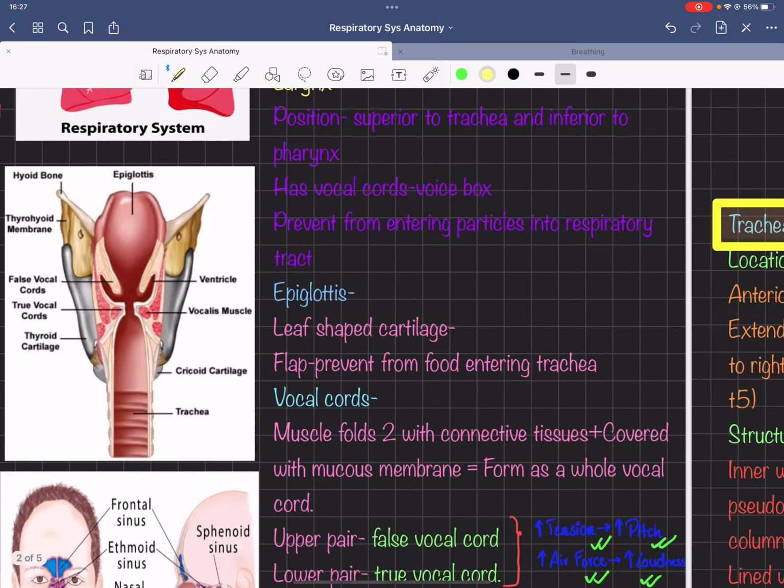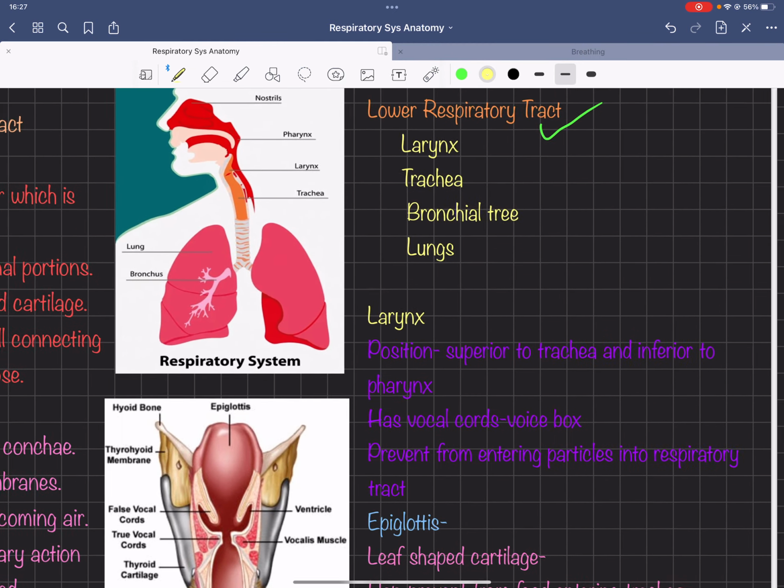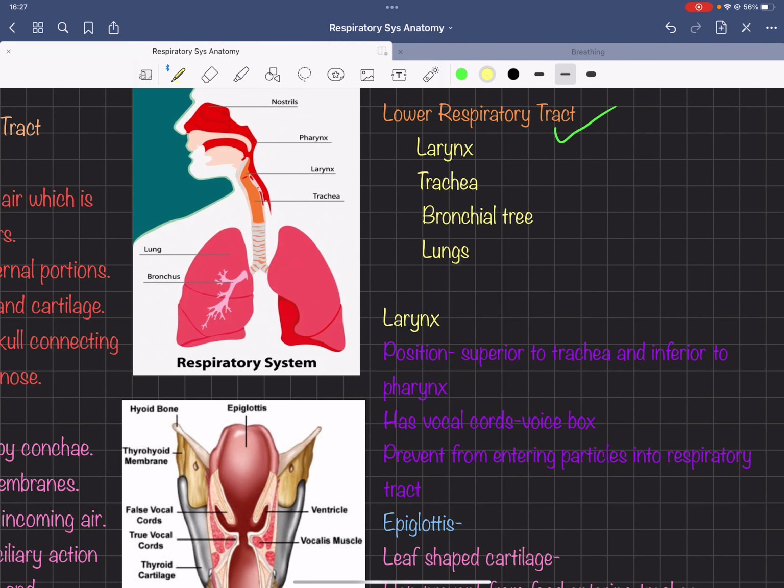Now going on towards the larynx, which is part of the lower respiratory tract. Within the lower respiratory tract as well, we have four structures. One is the larynx, then comes the trachea, then the bronchial tree, and finally the lungs or alveoli. Now first of all, let's go towards the larynx.